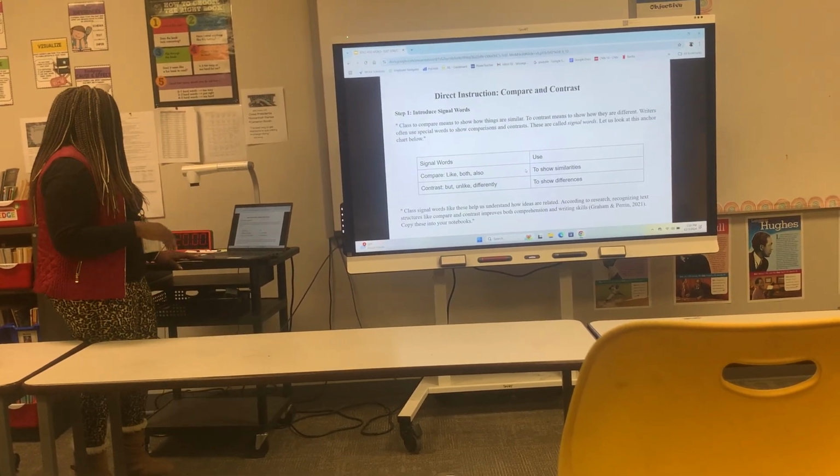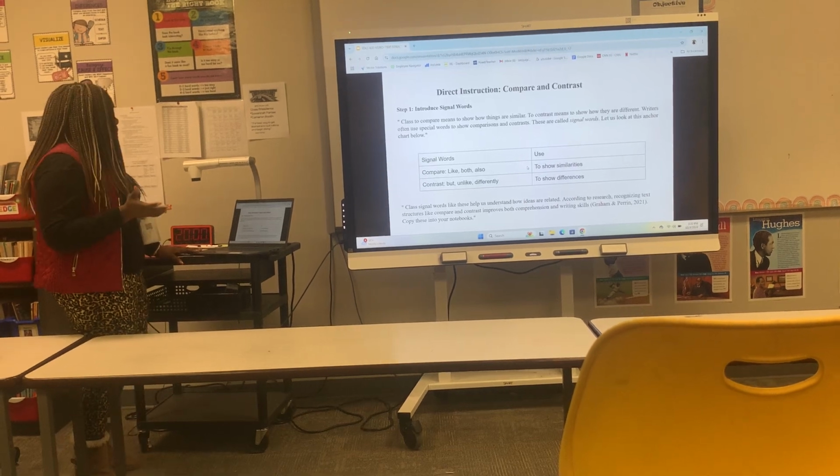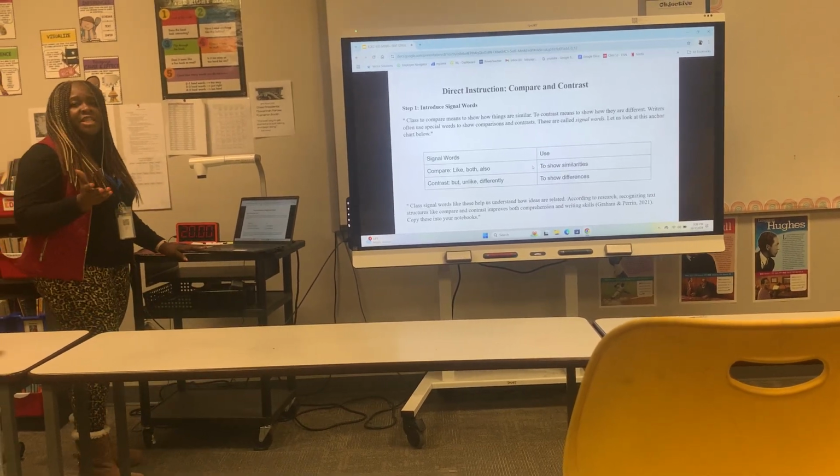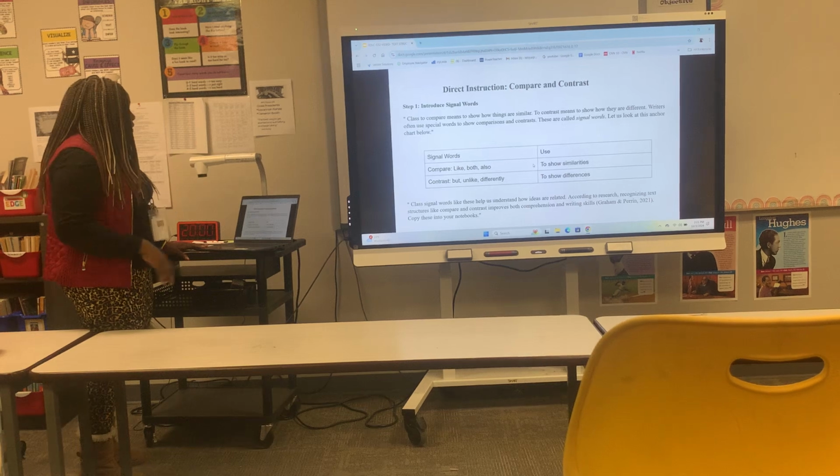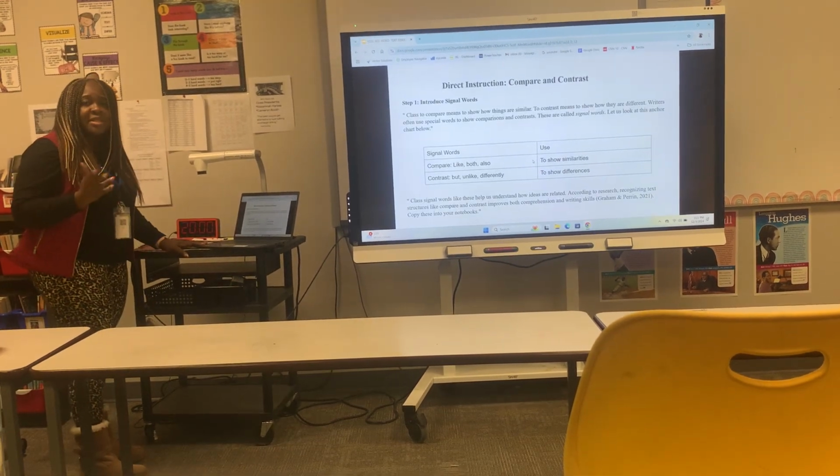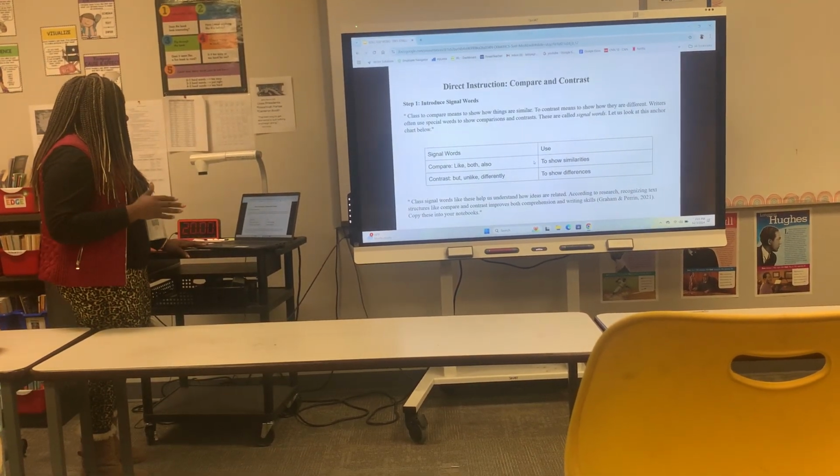Direct instruction: compare and contrast. When we're comparing, we're putting things together that are alike or similar, and when we're contrasting, we're putting things together that are different.